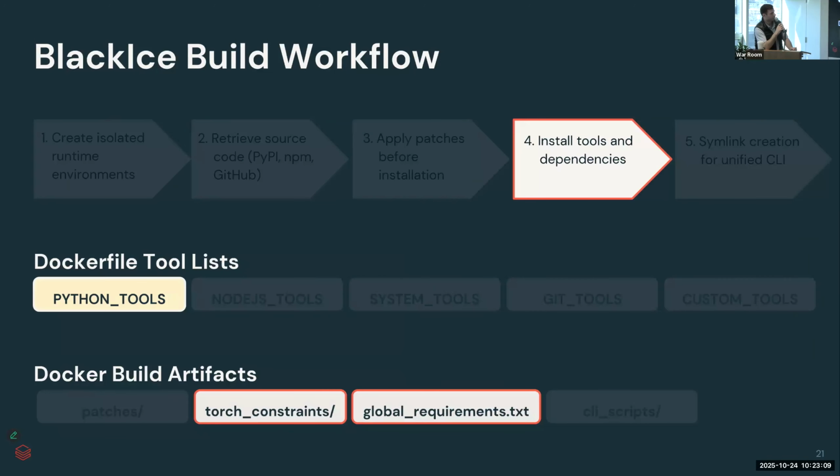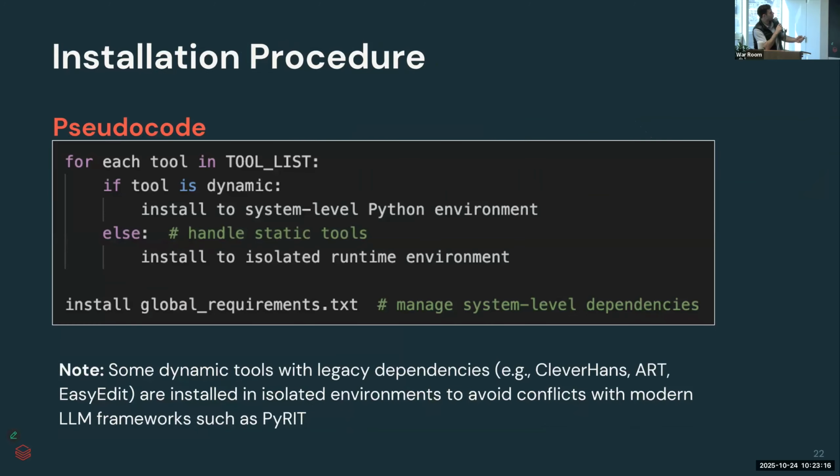Next, I'll discuss actually installing the tools to their environments. So this is just pseudocode. It's a bit more complicated than this, of course, but the idea is that you have dynamic tools that in general are installed to the system level Python environment, and then you'll have static tools that are installed to their own isolated runtime environments, and then we use the global requirements file to manage system level dependencies.